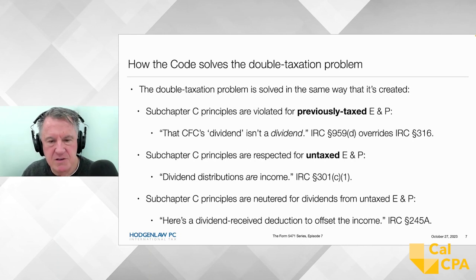And in that case, the dividend rules of subchapter C are respected, and it's a dividend. But what they do to mitigate the damage is they give you a 100% dividend received deduction, which means that you bring in $4,000 of dividend income from the CFC when cash is distributed to the shareholder. You get an immediate $4,000 dividend received deduction. Net effect on your income tax bill is zero. Same result.